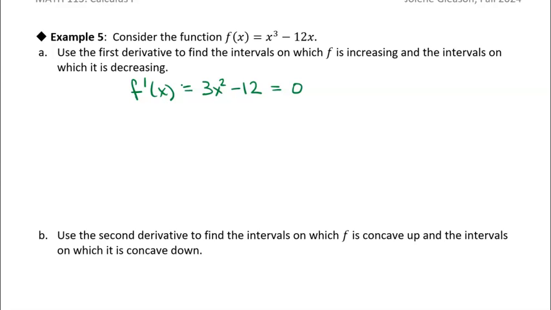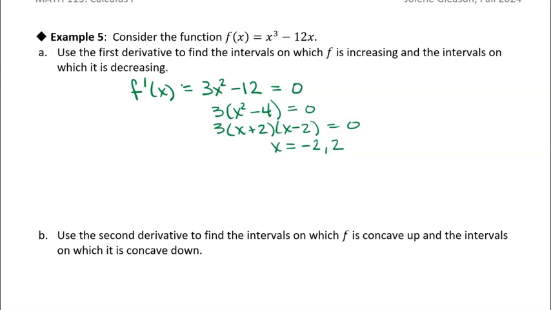So if I set this equal to 0, let's factor out a 3, and then we're going to have x squared minus 4 equals 0. Then I'm going to factor this: I'm going to have x plus 2 and x minus 2. All right, so I factored it. Now, if you had added 12 to both sides, divided by 3, and then taken the square root, you just can't forget that there's a positive and a negative solution, right? So this thing is equal to 0 when x is equal to negative 2 and 2.